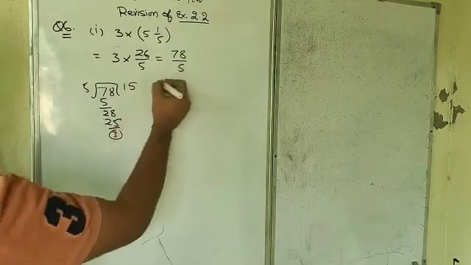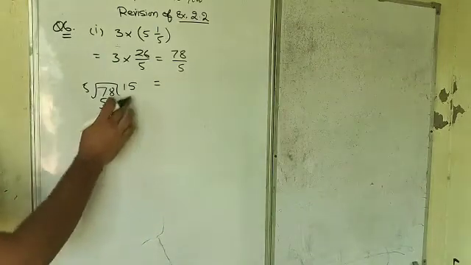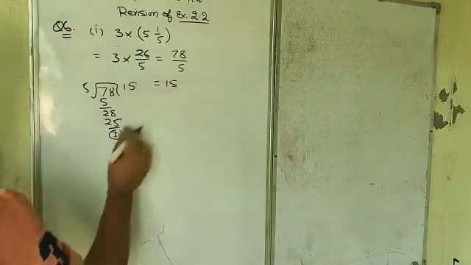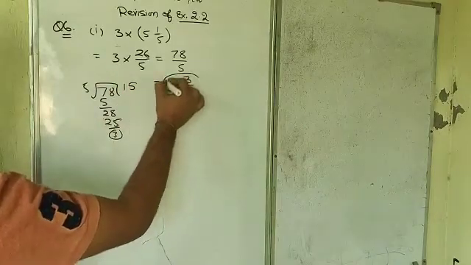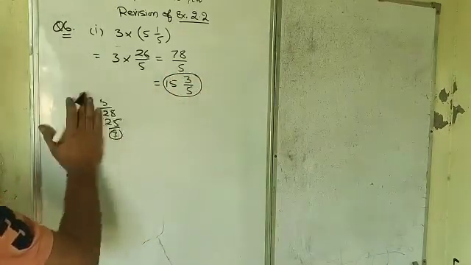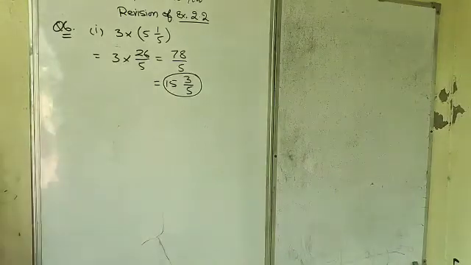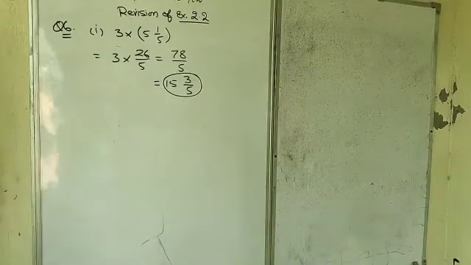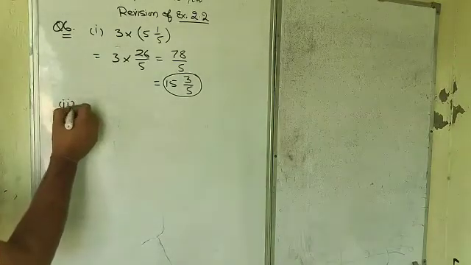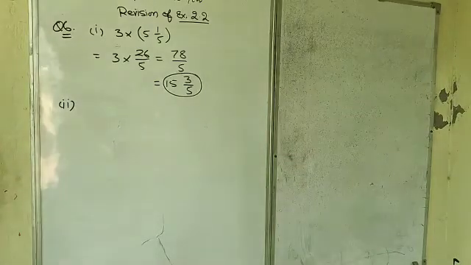5 1s are 5, 2 8, 5 5s are 25, 3 remainder. So we can convert it into like this. Quotient 15 is to remainder 3 divided by 5. So this is just a simple formula. So you have to use this method to convert the given improper fraction into the mixed fraction. Okay. Now second one, same question, one more practice.